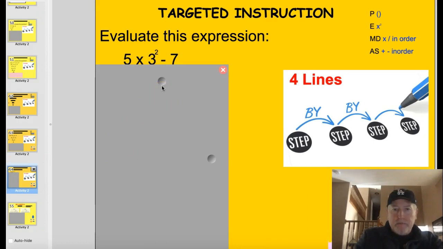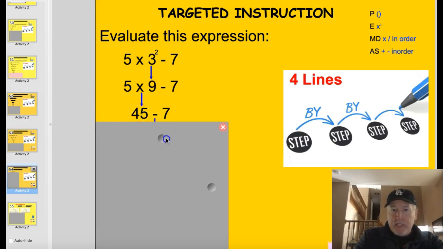All right. Well, no parentheses, but we have an exponent we have to deal with first. And again, that's 3 times 3, which is 9. Then we can take the 5 times 9. That's the next step. That's the 45. Now we have subtraction, and we get to the 38.